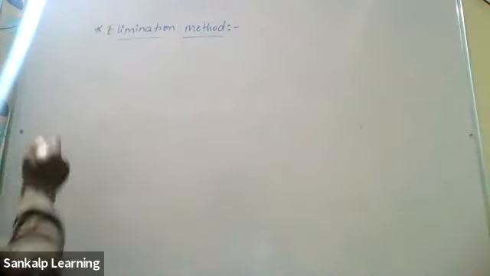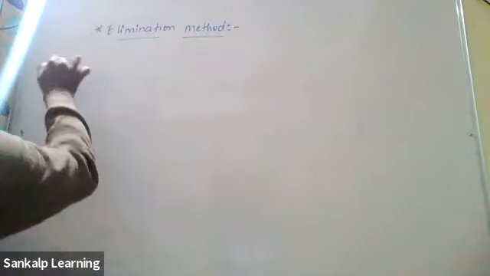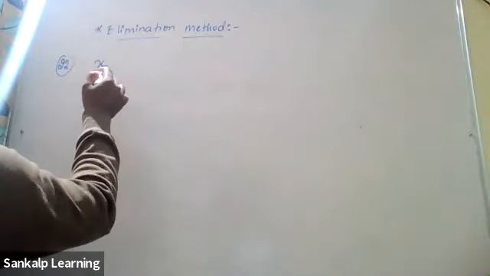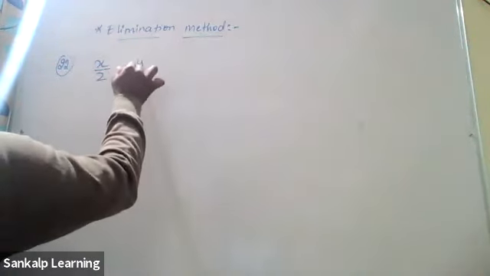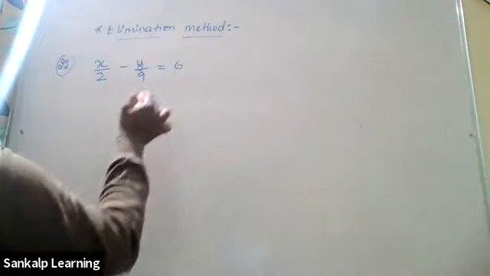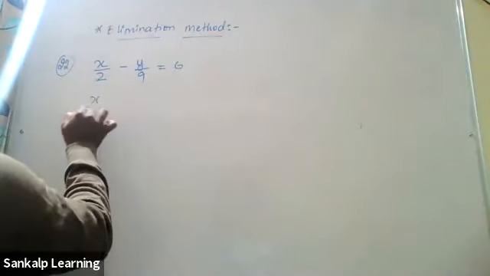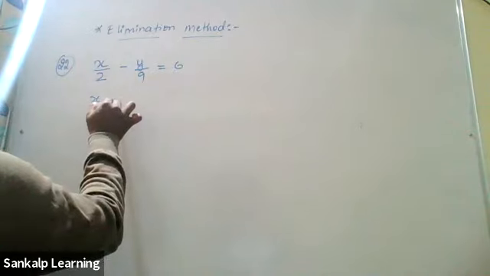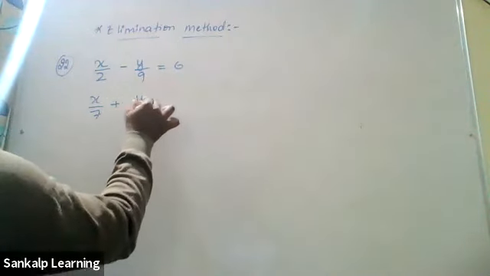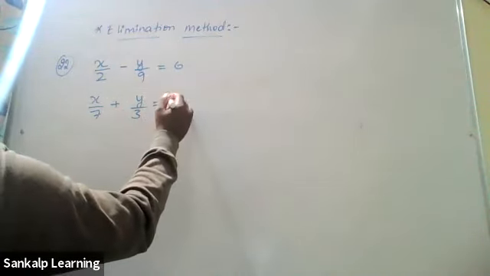Okay, the next one, 22nd. X by 2 minus y by 9 equal to 6. X by 7 plus y by 3 equal to 5.